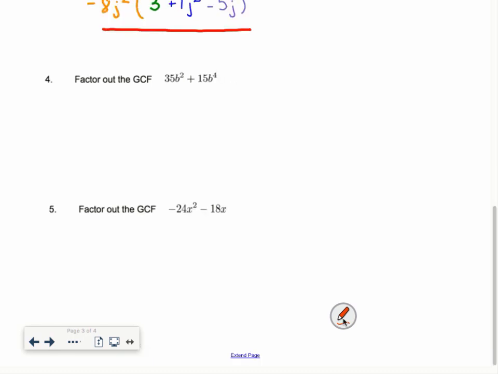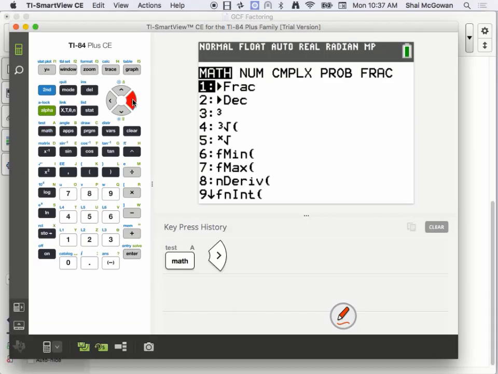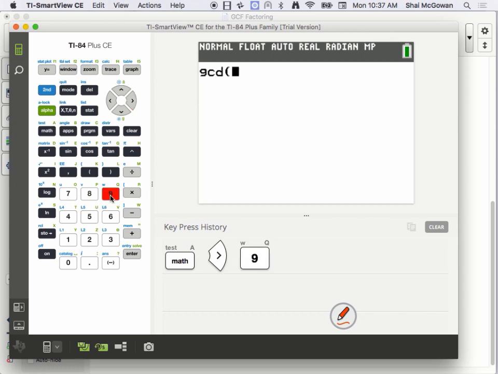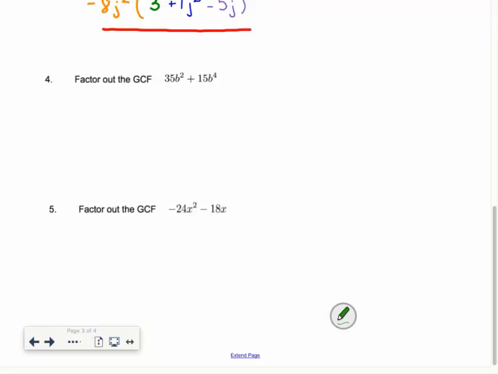Example 4 says factor out the GCF of 35b squared plus 15b to the 4th. So here there's only 2 numbers, so we can do this without doing the GCD twice. We can just do it one time. So since there's only 2 numbers, we're going to do math over to number 9, and we just have to do this once. So we just do 35, 15 and hit enter, and we get a 5. So the GCF would be a 5.